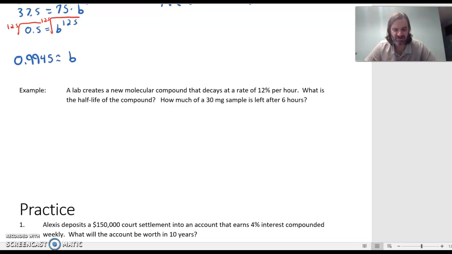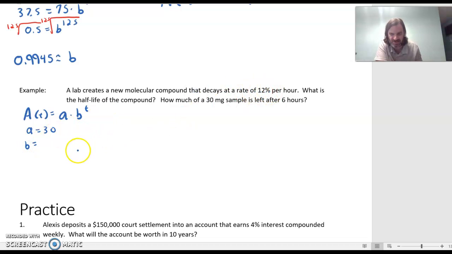A lab creates a new molecular compound that decays at a rate of 12% per hour. What is the half-life of the compound? Okay, so we're given different information here. We're asked to find the half-life. So again, we're with A of t equals A times b to the t. We can start off with any amount we want. There is a 30 number here, so let's just use that. A is 30, and we can write a b because it says it decays at a rate of 12%.